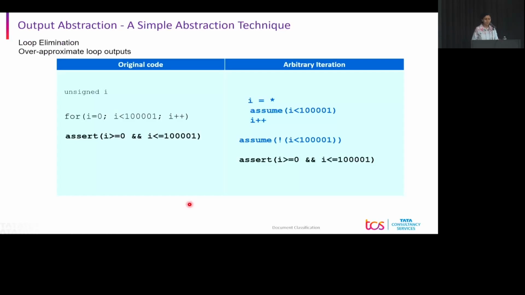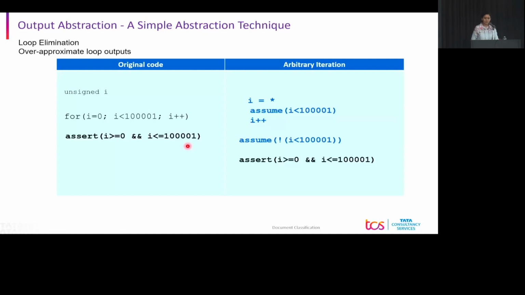So we'll start with a very, very simple example. It's something called output abstraction, and this is aimed at eliminating loops. What happens here? It's a simple for loop where the variable I is initialized to 0, incremented in every iteration, and then it reaches a very large value, 100,001, or not. And the assertion is to check if the value of I is between 0 and 100,001 after the loop is over.